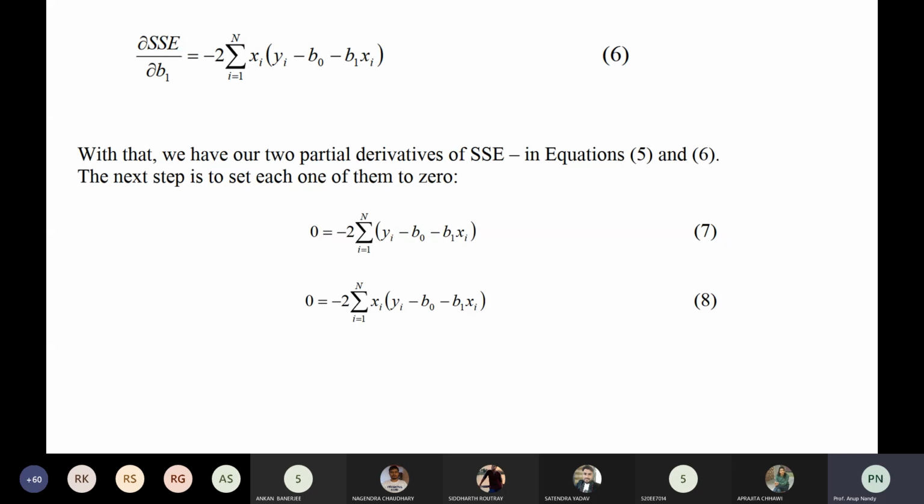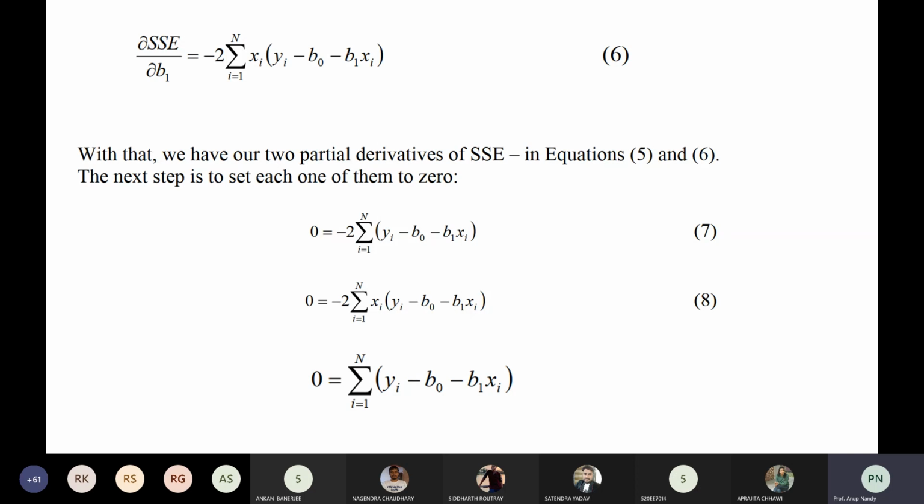So you have two equations. So now I'll take each one equation and we'll see. Firstly, this minus 2 is there. You just multiply both sides by half. Then this minus 2 will be removed. You are simply having 0 is equal to summation i is equal to 1 to n yi minus b naught minus b1 into xi.